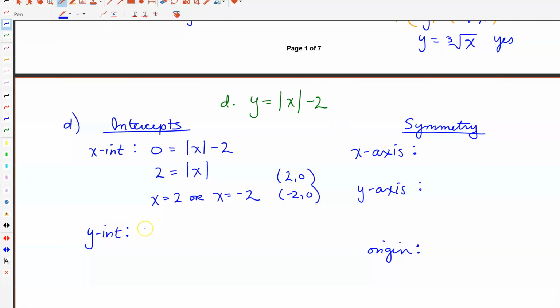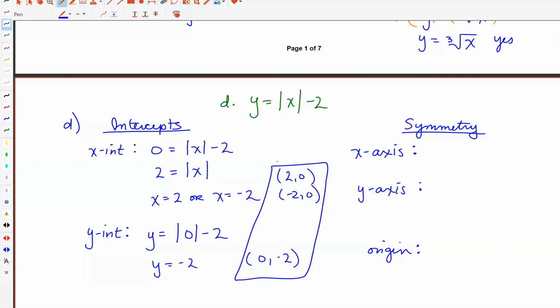For the y-intercept, we're going to let x be 0. So if I substitute 0 in for x, I'm going to get y is equal to -2. So that's going to generate for me the ordered pair (0, -2). So then all of these are my intercepts. Test for symmetry. For x-axis symmetry, we're going to let y be -y and see if we get something that is equivalent to what we started with. And I don't have the right sign on this, so no, it will not have x-axis symmetry.